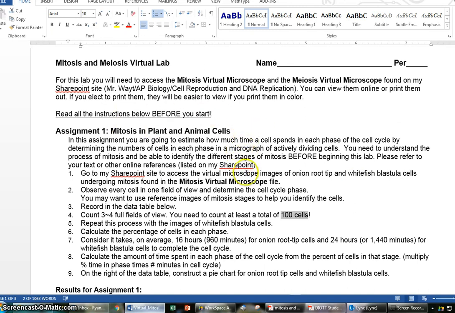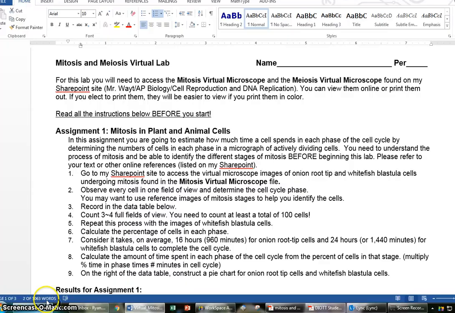Highlight a few important things: you will need to access SharePoint, and you will need to pull up the mitosis virtual microscope file. You will need to be able to identify the different stages of mitosis as well. And one important thing on here is you will be counting a total of at least 100 cells.